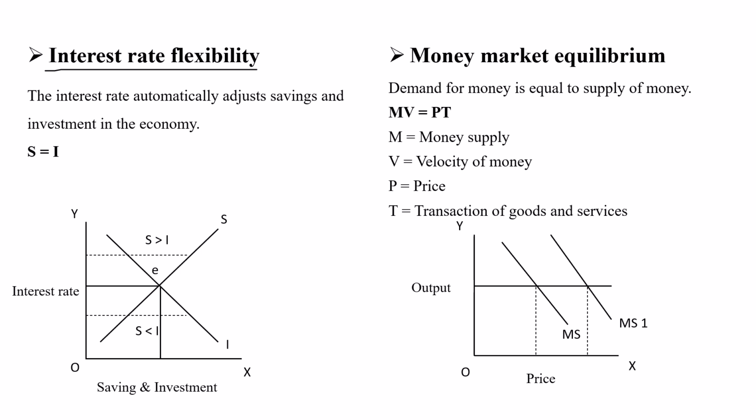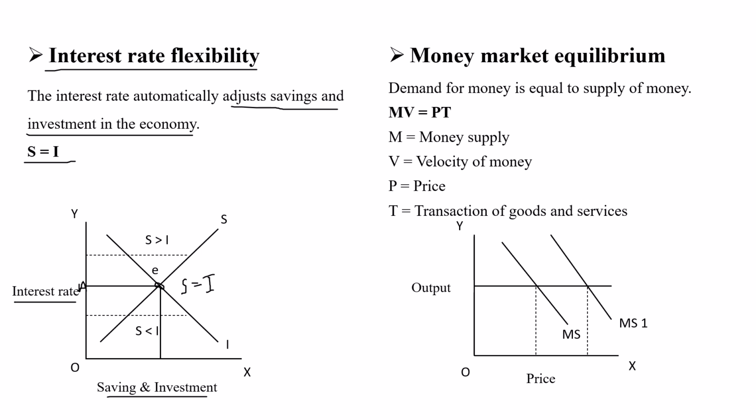The interest rate automatically adjusts savings and investment in the economy, making saving equal to investment. Here we can see in the diagram, the OX axis presents saving and investment, and the OY vertical axis presents the interest rate. This is the equilibrium point, and suppose at the OA level of interest rate, saving equals investment.